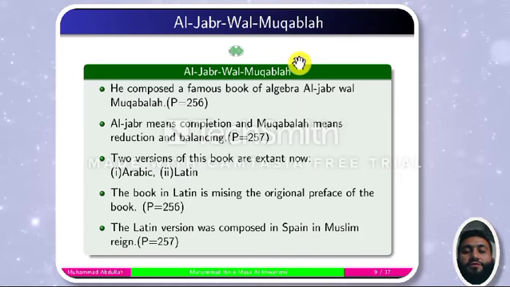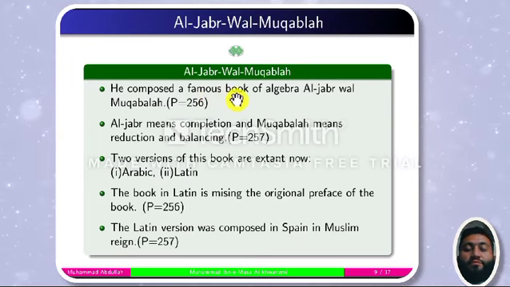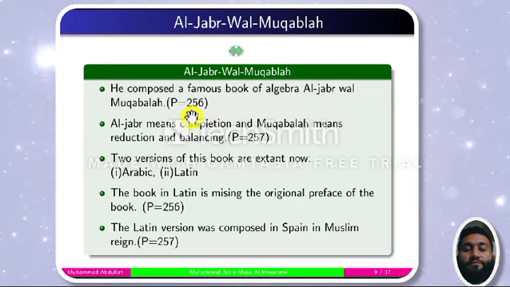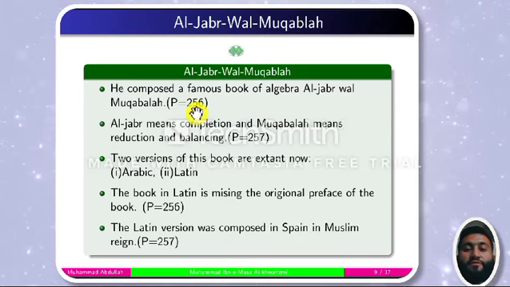Now we'll turn to discuss his famous book Al-Jabr wal-Muqabla. He composed the famous book of Al-Jabr wal-Muqabla. All this information is on page 256 of the book A History of Mathematics, second edition, by Carl Boyer, the book for which I have given the reference at the start of my talk.